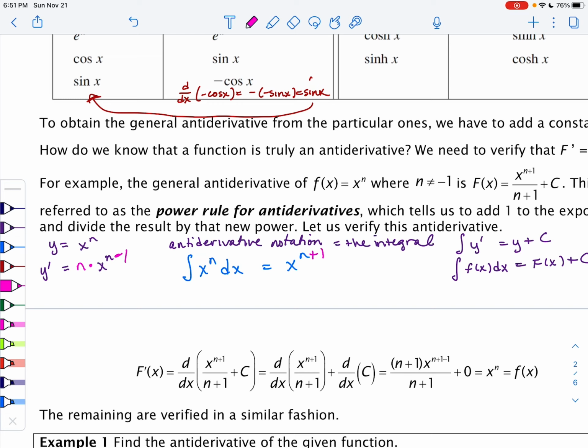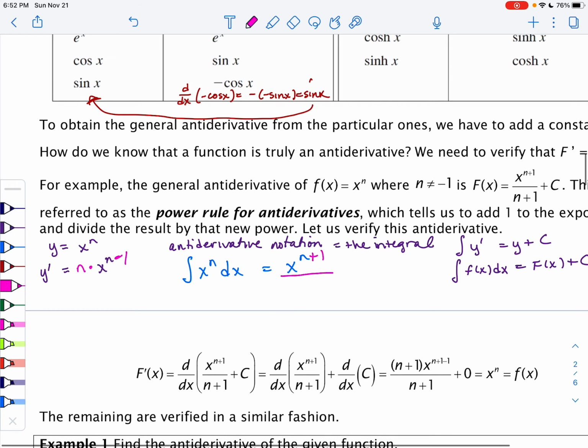When you took the derivative, you took that bigger exponent down and multiplied. So what's the opposite of multiplication? It's going to be division. And what are we dividing by? That big exponent. So we're dividing by that n plus 1. But of course, for the general antiderivative, we don't want to forget to add the plus c.